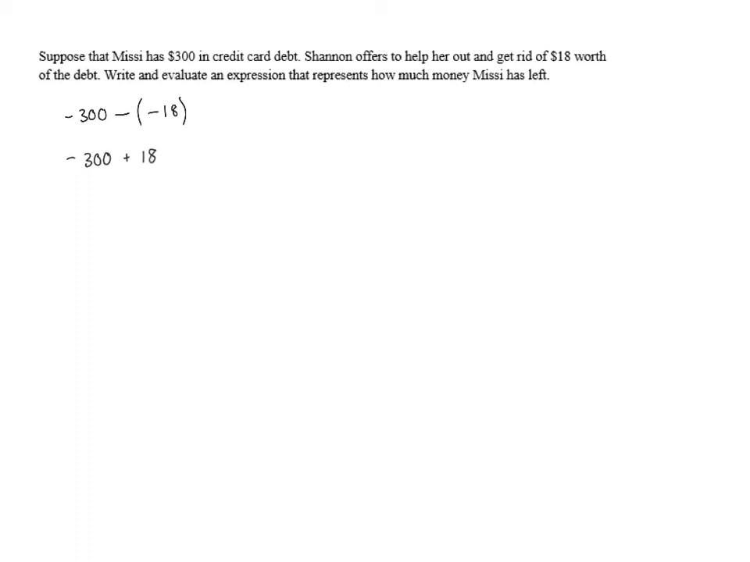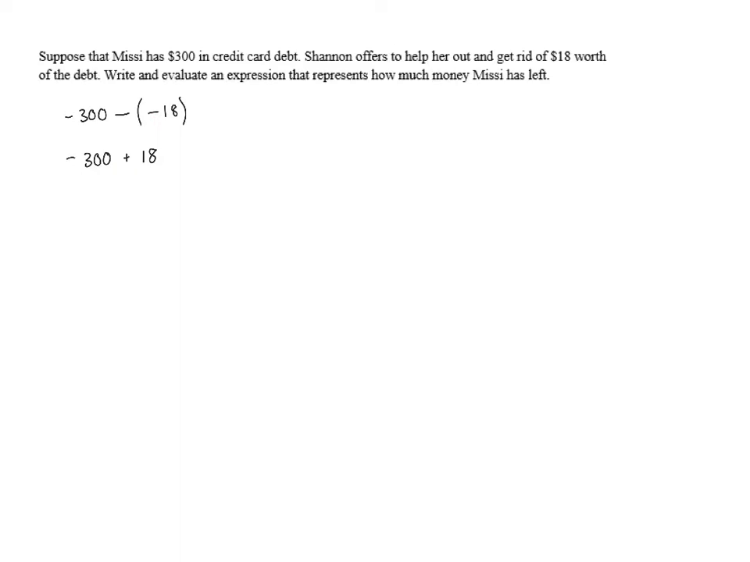And the way that we can reason this is that if someone were to take away $18 of someone's debt, they could do that by handing them $18 in cash. I could help you get rid of your debt by handing money to you. And so adding $18 to someone's pocket is the same as subtracting $18 of their debt. So our rule says whenever we're subtracting a negative number, that's the same as an addition.